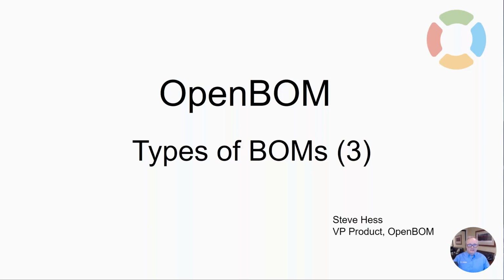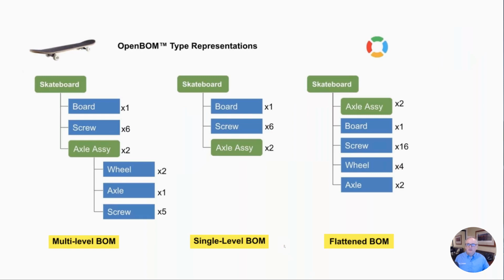Hey everybody and welcome. In this video we'll be talking about the three types of bills of materials in OpenBOM, and there are three. Now I'm going to go back to a very simple example of the skateboard just to make a point, and then we'll move on to something much more realistic.